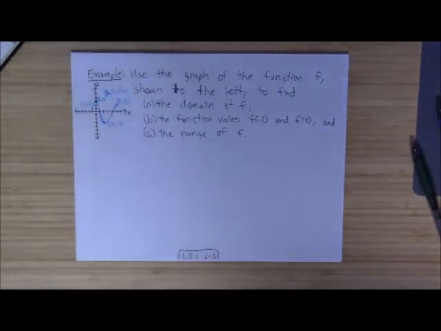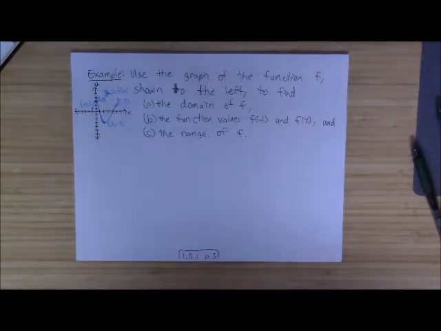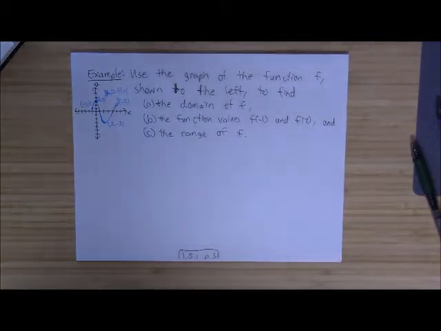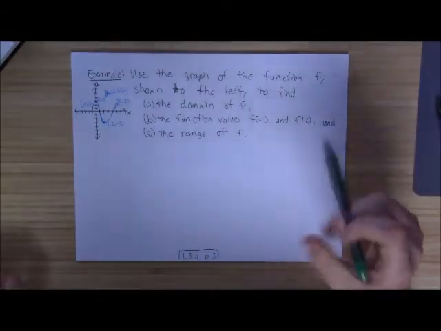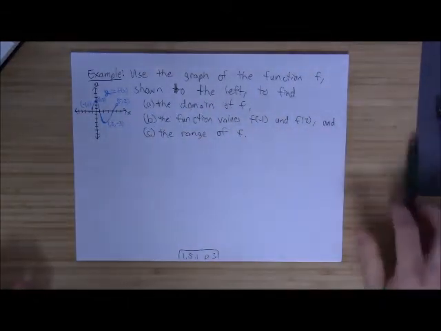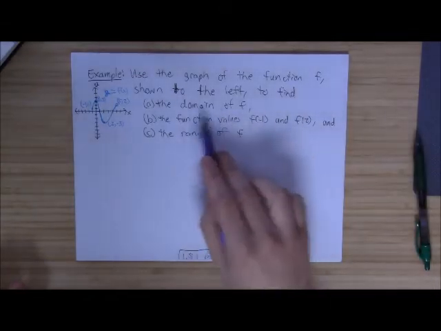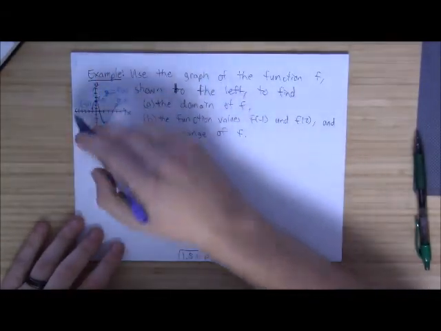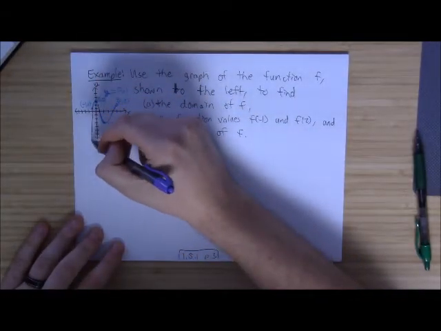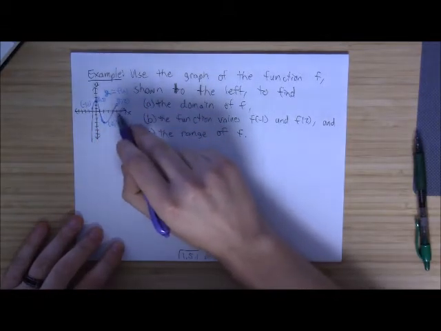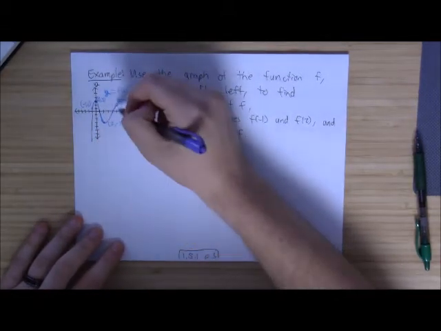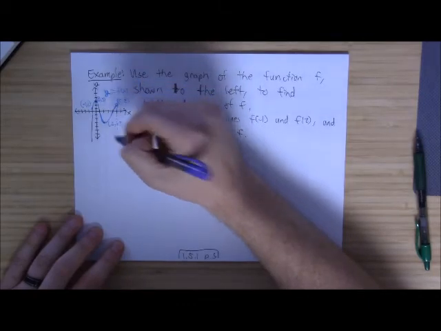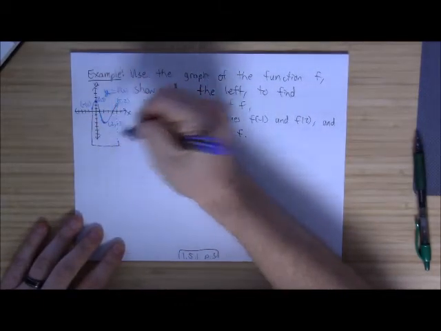So let's do an example to dive into this a bit further. Let's use the graph of the function f shown to the left to find the domain of f, the function values f(-1) and f(2), and let's find the range as well. Well, if we look over here, we see that the domain, again, is all of the x values that get used. We start using x values over here, and we keep going, and we get really, really close to using this x value, but never quite reach it. So we'll put a dotted line there. So that should be my domain.